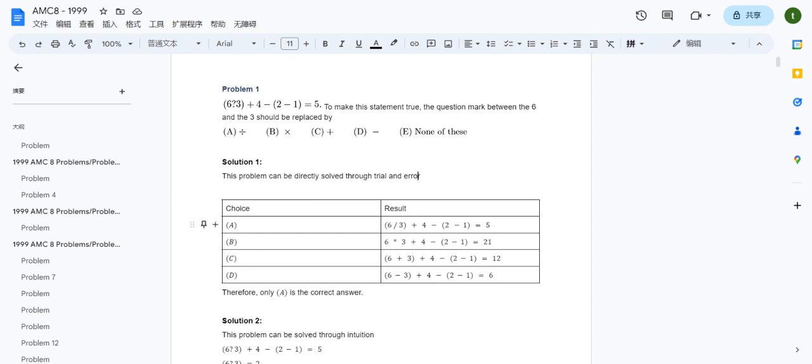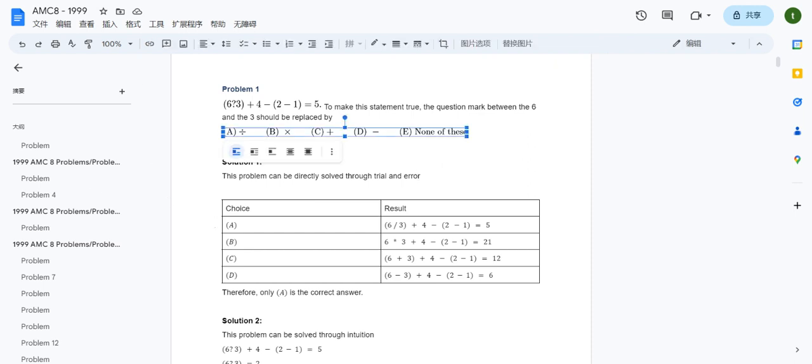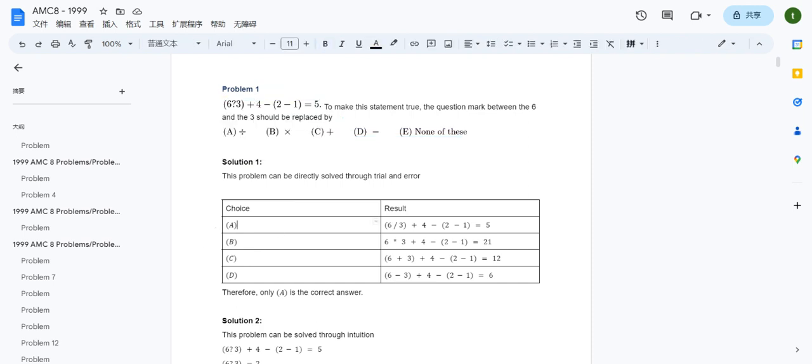So let's see. We can plug in the A, B, C, D into the choices. From the A, we're able to get 6 divided by 3, which is 2, plus 4, minus 2 minus 1 is equal to 5. B is 6 times 3, 18, plus 4, minus 2 minus 1 is equal to 19. C is 6 plus 3 plus 4 minus 2 minus 1 is equal to 12. D is 6 minus 3 plus 4 minus 2 minus 1 is equal to 4. From those, only A is the correct answer.